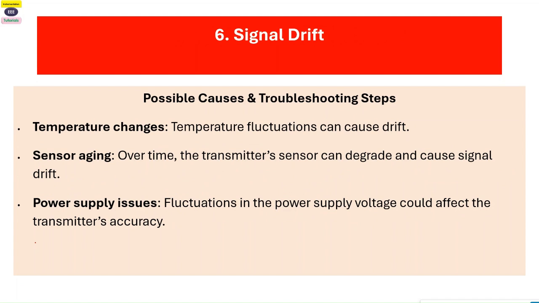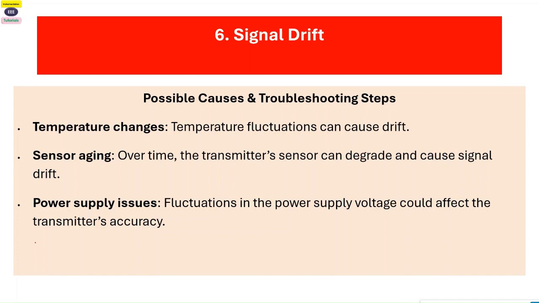Sixth one is signal drift. So the first one is temperature changes. You have to check temperature fluctuations. Second one is sensor aging. Over time, if the transmitter was installed 8 to 10 years ago, then it may degrade or cause signal drift. So you can check the transmitter life also, which can be taken as a reference from the vendor side. The life cycle management terms, which are generally used by the vendor, will tell you when you have to replace your transmitter, how many years after you have to replace it.